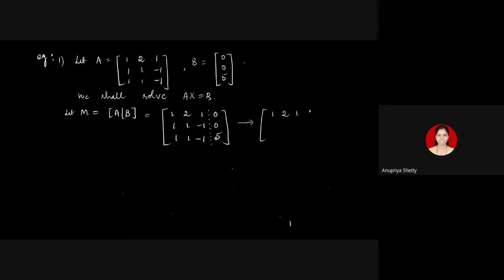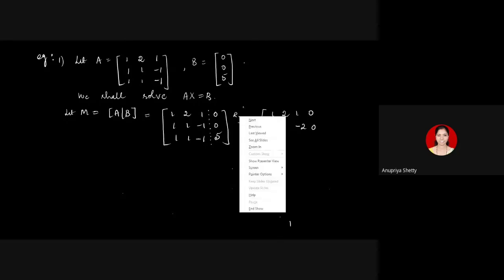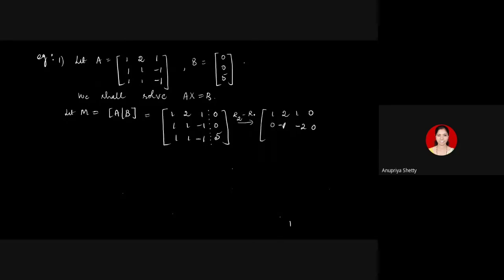First row, we'll keep it as it is. Second, the same operation. Here, you would get minus 1. Here, you'll get minus 2 and 0. And so what have we done? R2 minus R1, and then R3 minus R2. This would be 0. This would be 0. This will also be 0. You will be left with 5 there.